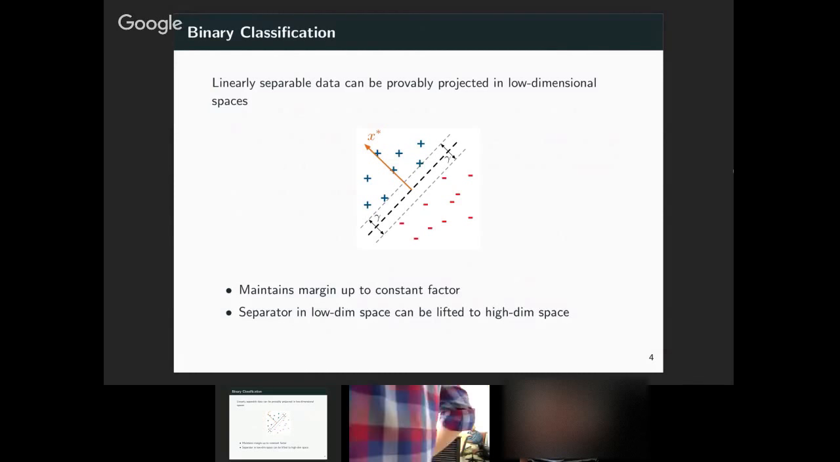What you can do is take any of these dimensionality reduction techniques and map these vectors to a lower dimensional space. Since you're approximately maintaining distances, you can highly reduce the dimension of the problem, losing a little bit on this margin, just a constant factor. And extending the separator to the high dimensional space is trivial. You just extend it by zeros.